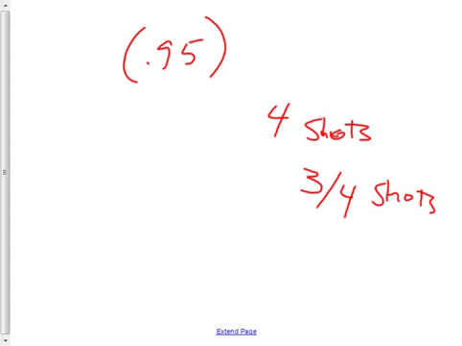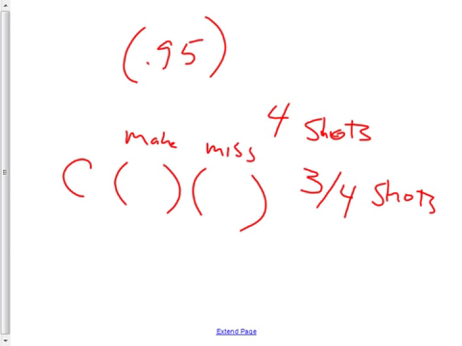And it would go like this. A C in the front and 2 sets of parentheses. And this is make and this is miss. And I would say I have 4 shots and I want to make 3. The make percent is 95%. The miss is 5%. And then the 3 here gets copied up to here. Whatever number is here goes there. And then these 2 numbers together have to add up to my total number of shots. So this has to be a 1. All right, so that's how I would do my binomial.